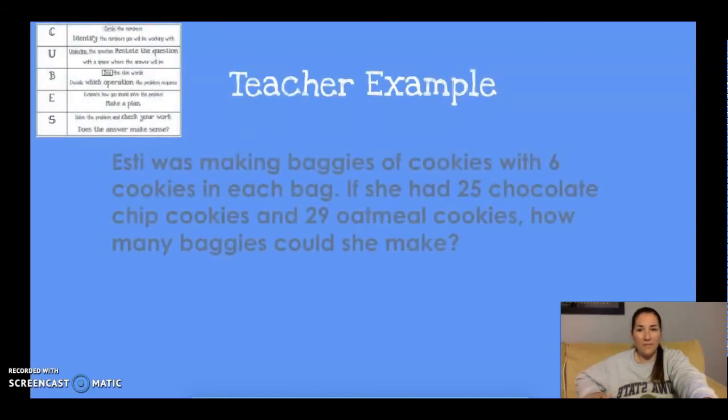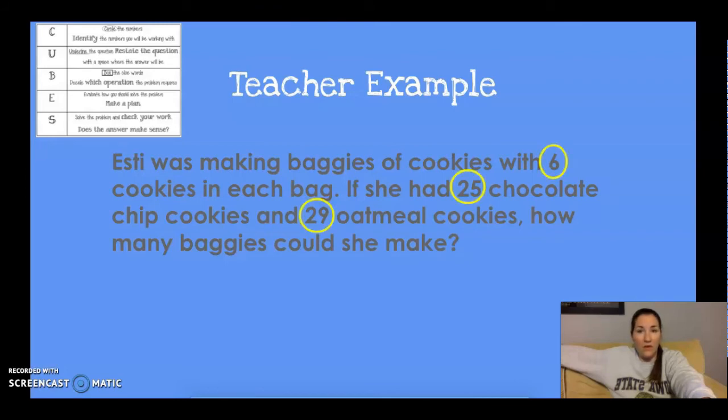We're going to do a couple more examples where we'll get into some multiplication and division. So I'm going to model this one again. But I do want you to, if you're feeling confident, pause at any of these and try and solve it first, and then I'll explain my thinking too. So this one says, Esty was making baggies of cookies with 6 cookies in each bag. If she had 25 chocolate chip cookies and 29 oatmeal cookies, how many baggies could she make? So again, working through the steps of CUBES, I'm going to circle the numbers, identifying which ones are important: 6, 25, and 29.